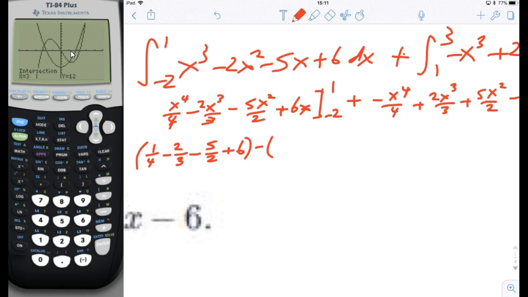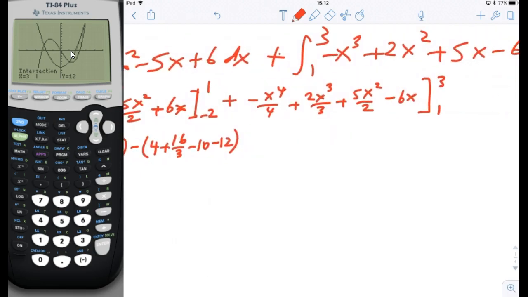So -2 to the 4th is 16. 16/4 is 4. -2 cubed is -8, times -2 is 16, plus 16/3. -2 squared is 4. 4 times 5 is 20. 20 divided by 2 is 10, so minus 10. And -2 times 6 is -12.